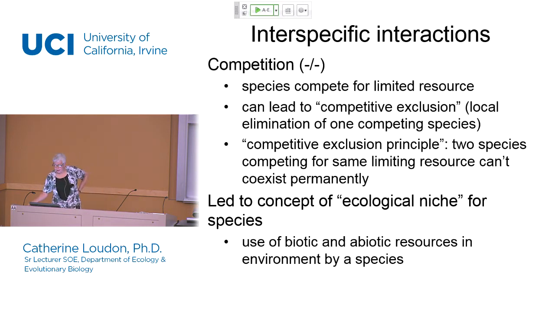So competition is coded as minus, which means that you can identify competition between two species if the presence of either species will have a negative impact in terms of survival or reproduction, some measure of fitness, on the other species, and it's mutual in terms of each one is negative.